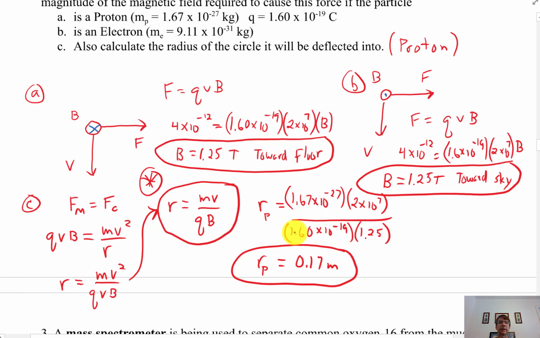And that's part C. And if you want to do that for the electron, it'd be a smaller mass. Everything else is the same, so you're going to get a smaller radius. It's going to be a different radius circle, even though the magnetic field is the same to satisfy the conditions in part A and B, but the radius of the circle would be different because of the different masses.